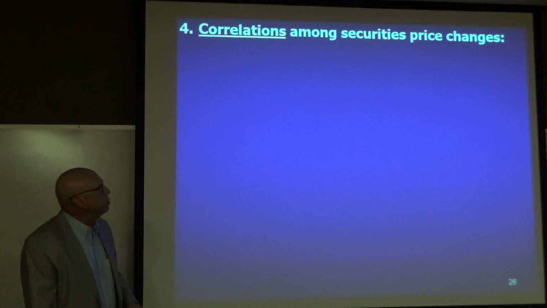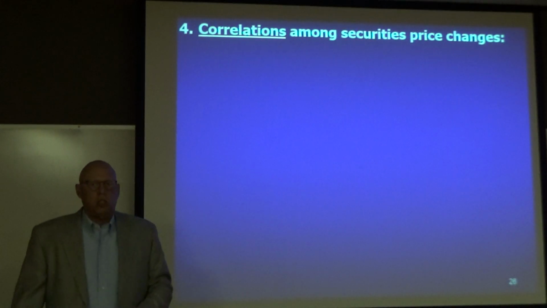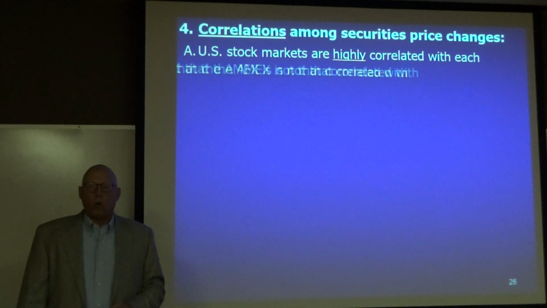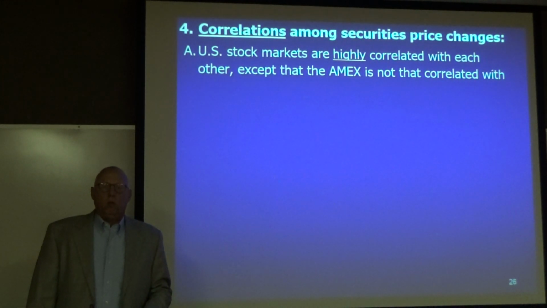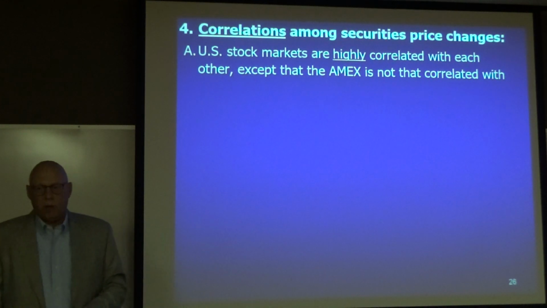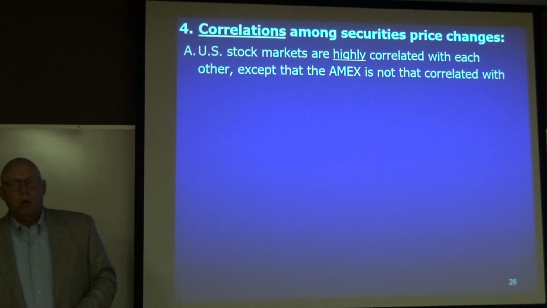Let's look at correlations among securities and their price changes. This is really important stuff. The U.S. stock markets are highly correlated with each other, which means that large cap, mid cap, small cap all tend to kind of move in the same direction, but the magnitude is very different. Growth and value tend to kind of move in the same direction, but the magnitude differs.